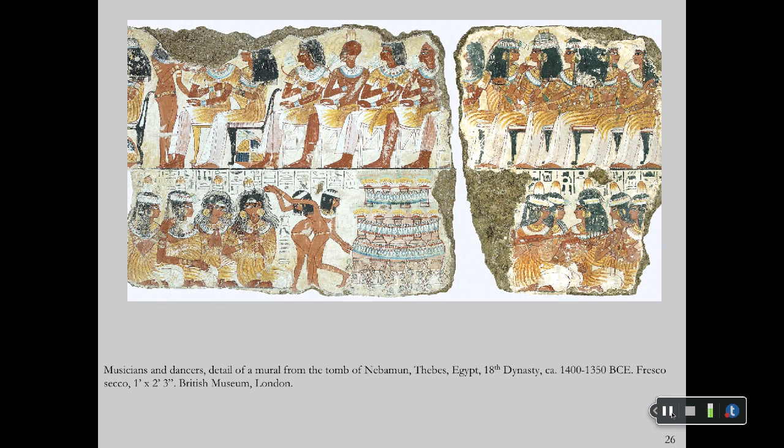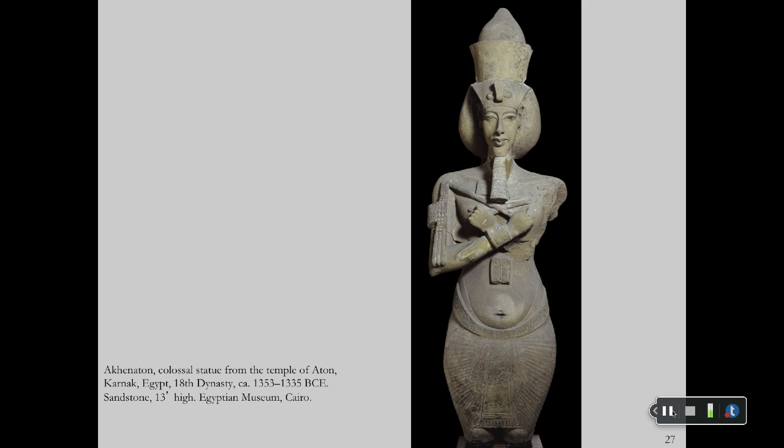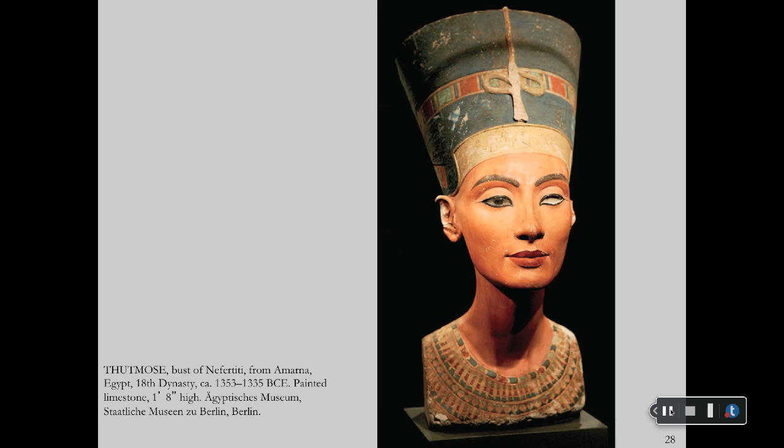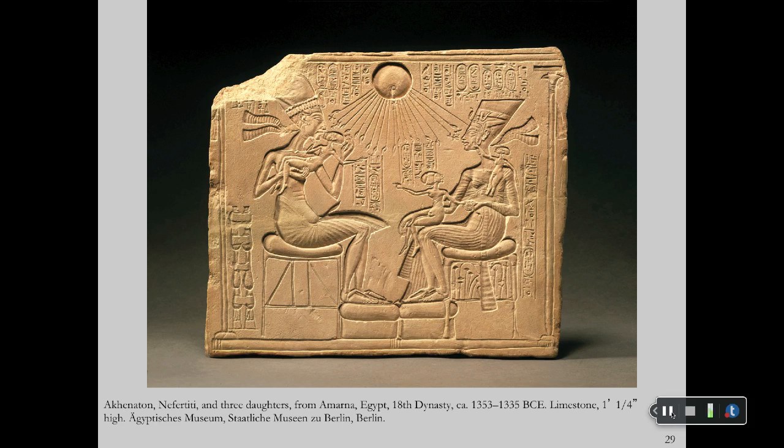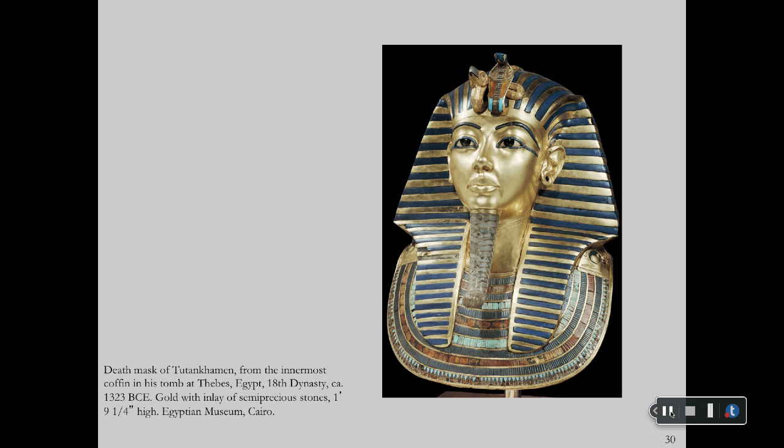The funeral banquet from a tomb shows two women at the lower left in a frontal pose, rarely attempted in Egyptian art. The mural is painted in the fresco secco technique, meaning on dry wall. Nefertiti from Amarna was the wife of Akhenaten. Akhenaten, Nefertiti, and three daughters illustrate the casual, more naturalistic style of the Amarna period. The sun disk god Aten shines above them.